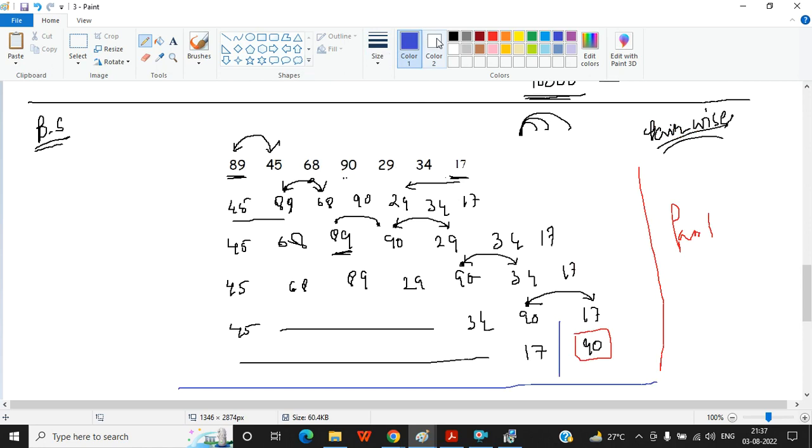So in bubble sort, our pattern will be like this: pairwise comparison. This is your bubble sort, and this will be your selection sort. There, the patterns of the two sorting algorithms are like that.